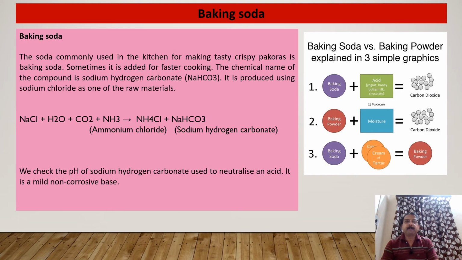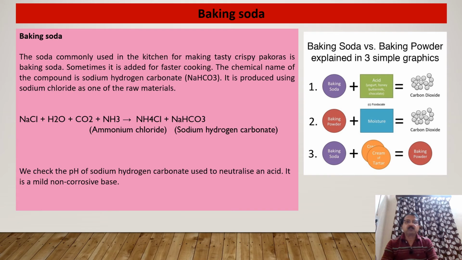Now we'll study baking soda. The soda commonly used in the kitchen for making tasty, crispy pakoras is baking soda. Sometimes it is added for faster cooking. The chemical name of the compound is sodium hydrogen carbonate, that is NaHCO3. It is produced using sodium chloride as one of the raw materials.